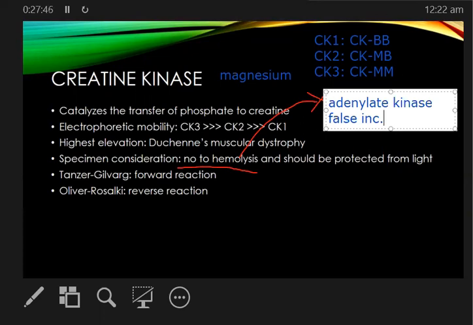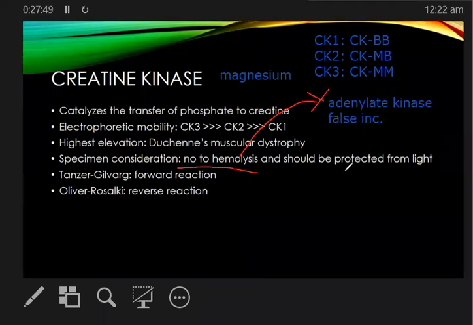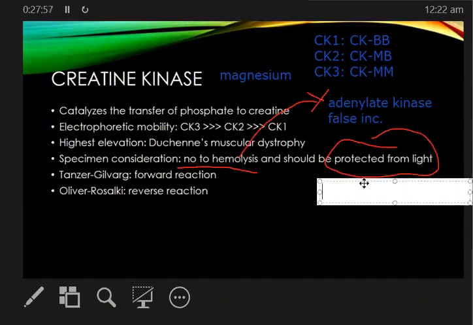Right. Another consideration when it comes to the assay of your CK is that it should be protected from light. Okay, so why should it be protected from light? This is because take note that your CK is inactivated by light.